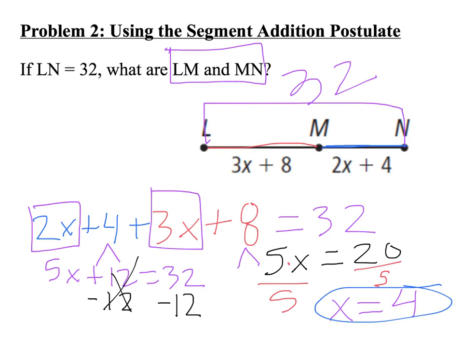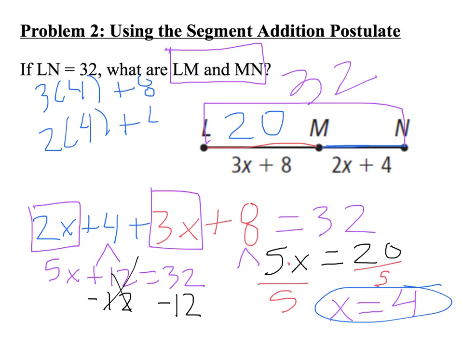So for this first equation, I have 3 times 4 plus 8. So that's going to give me 12 plus 8. This is going to give me 20. And to figure out the second one, you can do this one of 2 ways. You could plug in x is 4 again, the 2 times 4 plus 4, and get 8 plus 4 is 12.